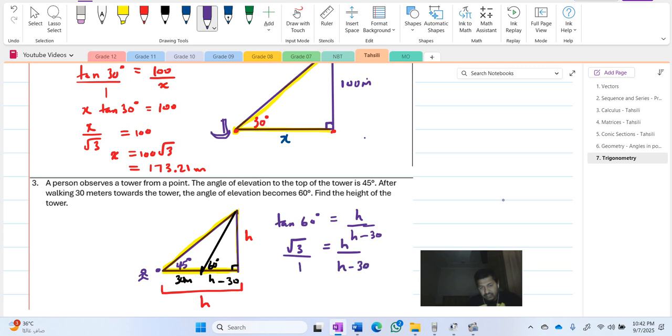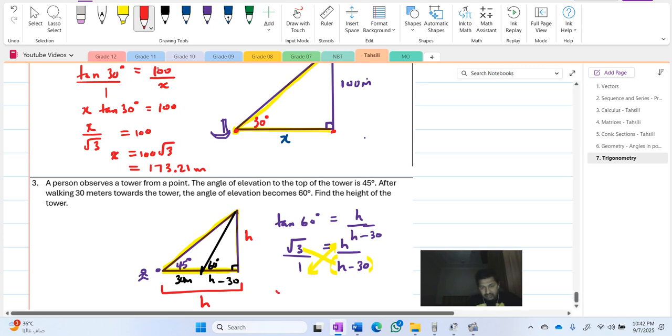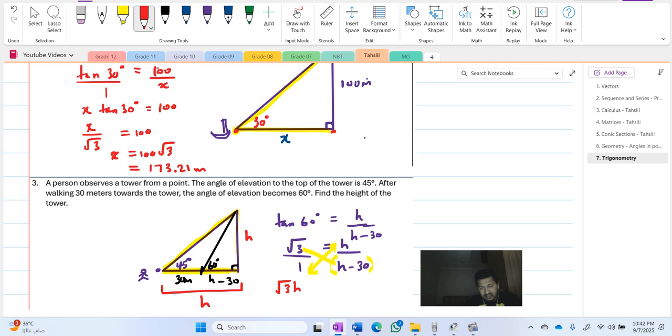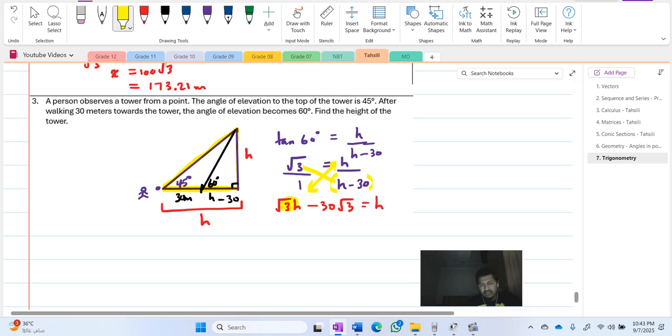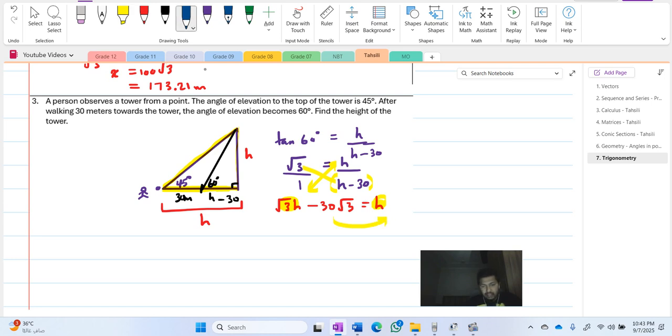Now we're going to cross multiply and solve. Remember, when you cross multiply, there are two terms on one side and just one term on the other. Root 3 times h is root 3h. Root 3 times 30 is minus 30 root 3. And 1 times h is h. Now this is like a linear equation. Bring the h over and take the other number over, so you get root 3h minus h equals 30 root 3.